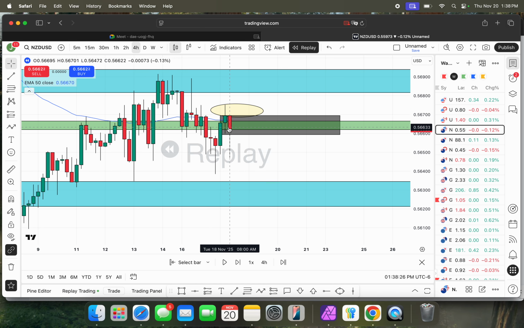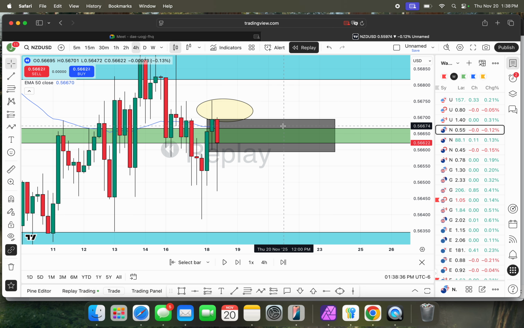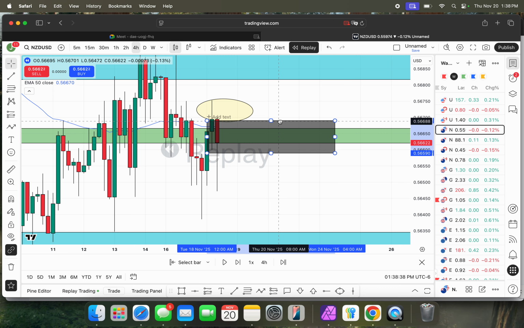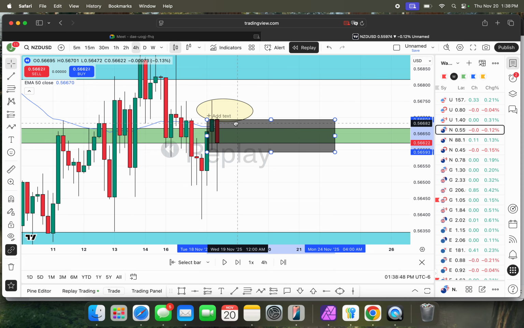Okay, so we got a rejection candlestick, which is the most important, because to me, I don't care what it looked like. We got a rejection candlestick. So the reason why I have this black box here is because this is the open of the candle. Obviously, this was the close. This is the open. This is the close of this candle. We want to sell this within 10 pips of the open of the candle. So the open is right here.